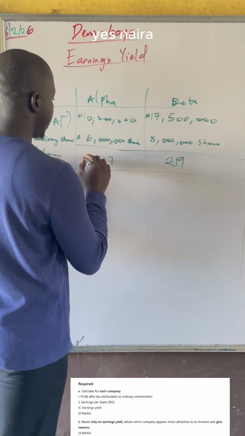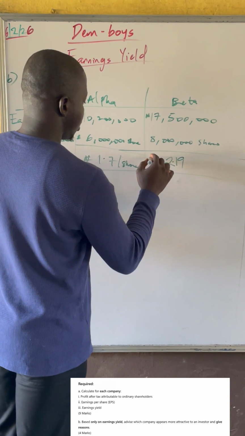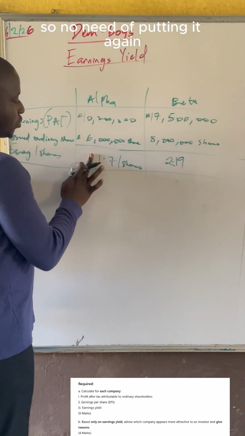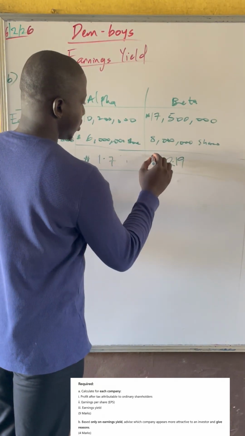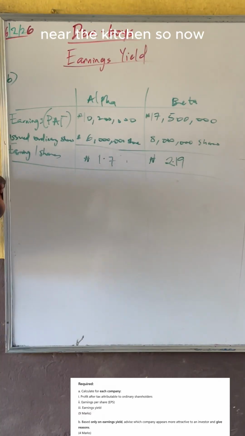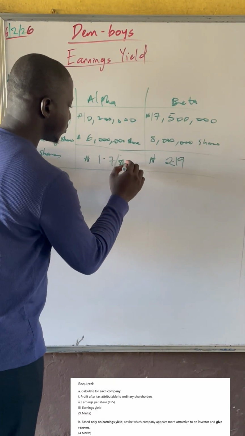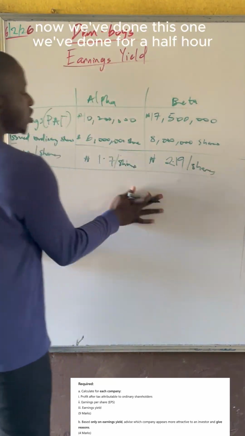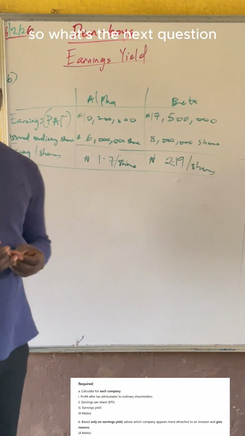It is naira per share. Because we already said naira per share, there is no need of putting it again, but you can just put the naira. Now we've done this one. We've done for alpha, and we've done for beta. So what's the next question?